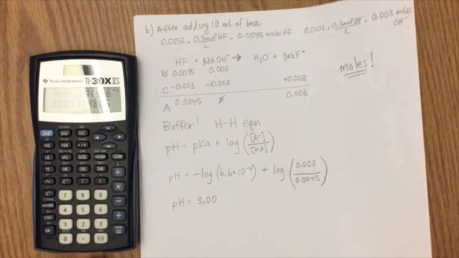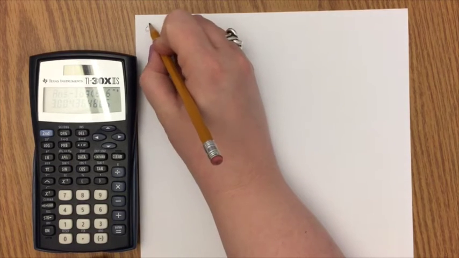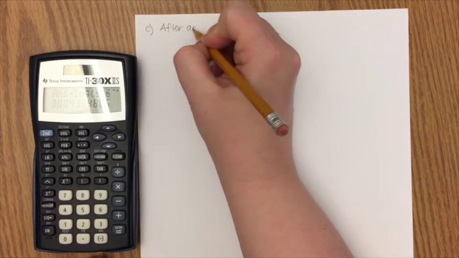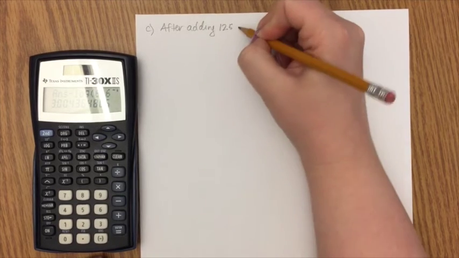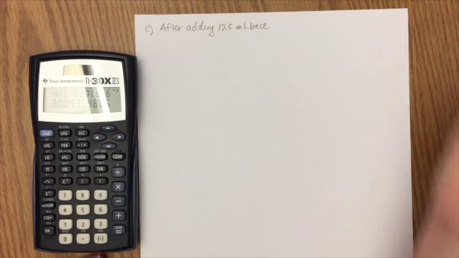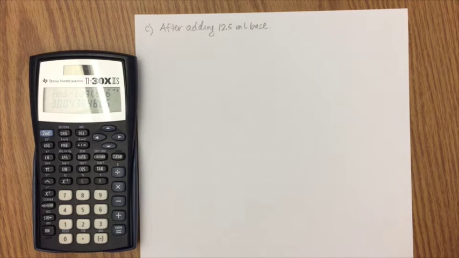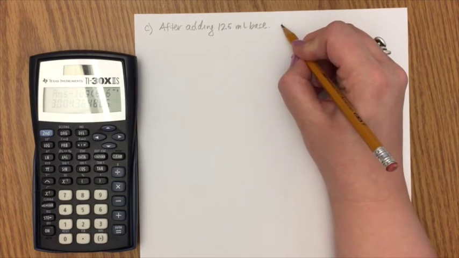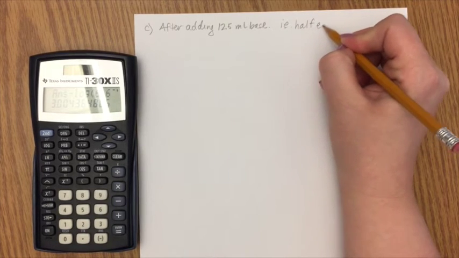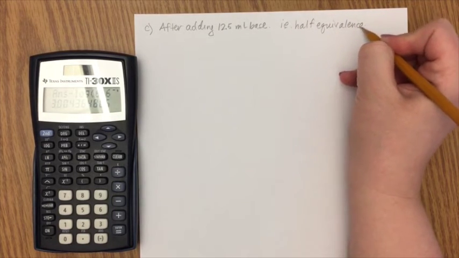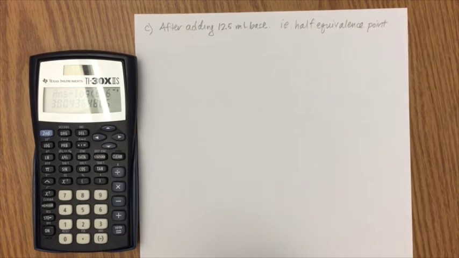Okay, for part C, we want to know the pH after adding 12.5 milliliters of base. Now, this should sound important because we've gotten to 12.5, and we decided at the beginning that the equivalence point was at 25 milliliters, and so we're actually right now at the half equivalence point. At the half equivalence point, half of the acid has been neutralized, forming its conjugate base. So in other words, we have equal quantities of the acid and its conjugate base.